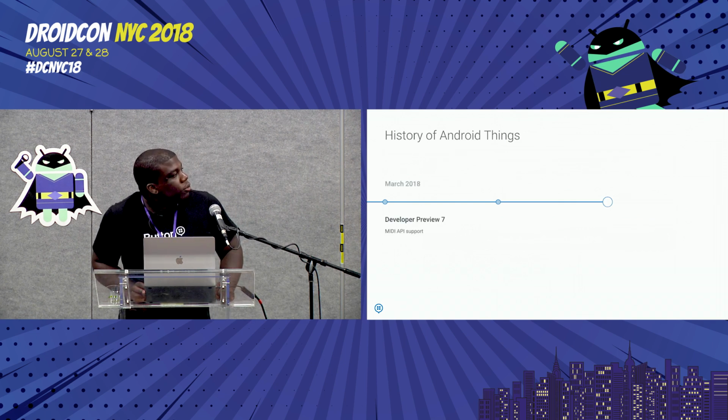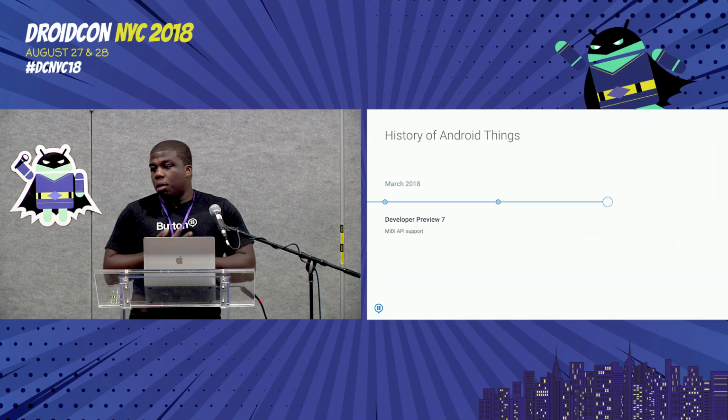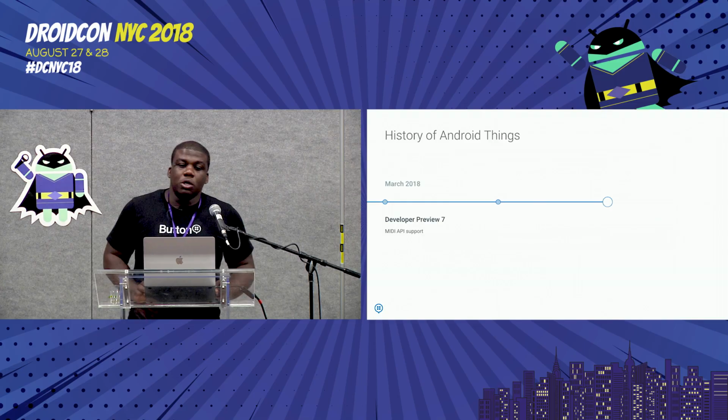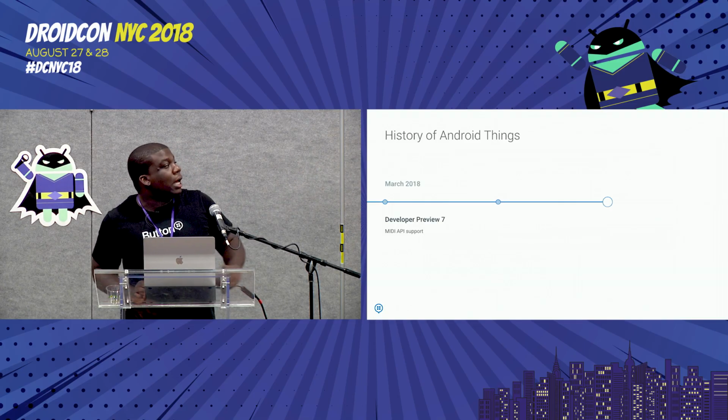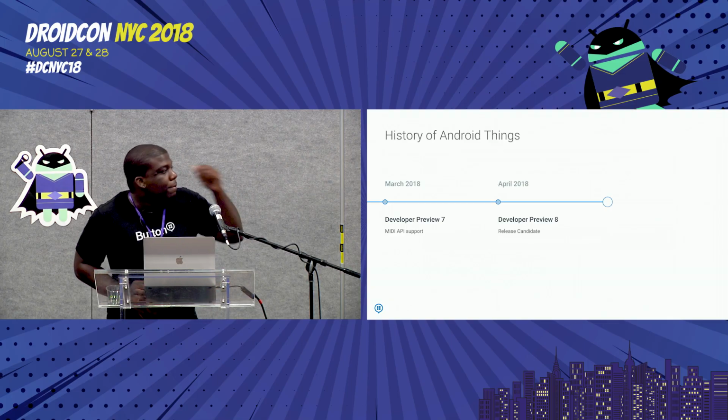And then in Developer Preview 7, they added MIDI support. You can either build your own virtual MIDI device, or if you want to just interface with an actual external one. At Google I/O, or actually earlier this year, there were a lot of demos that included that MIDI API support.